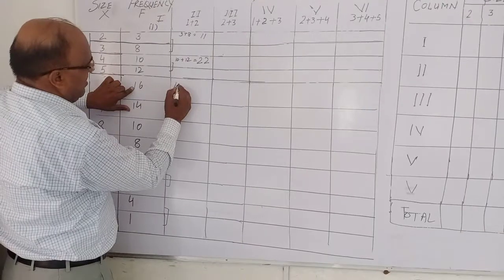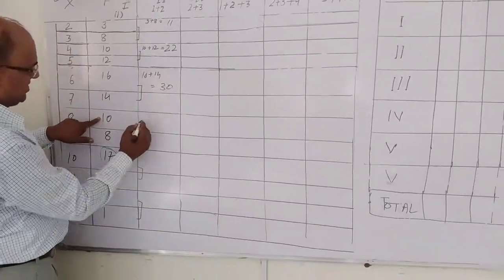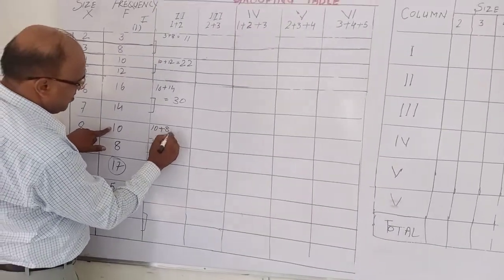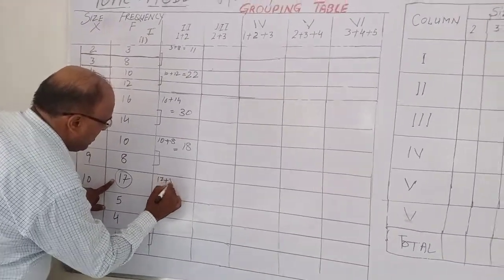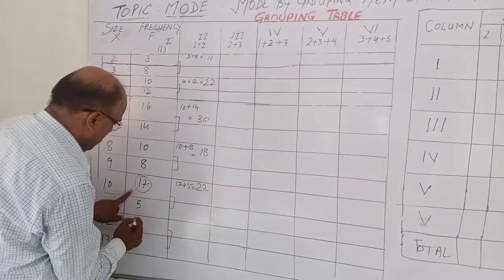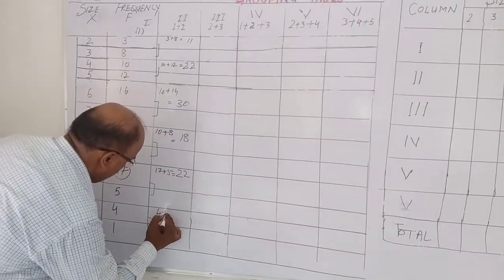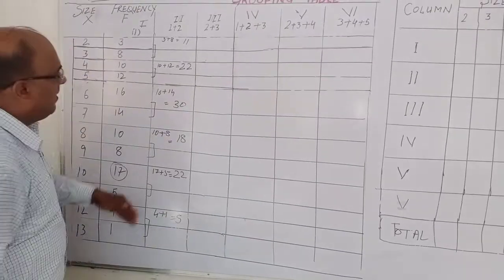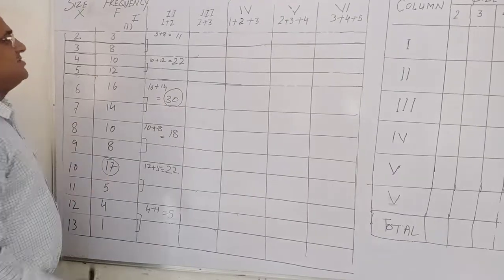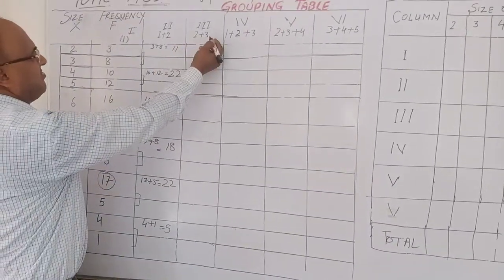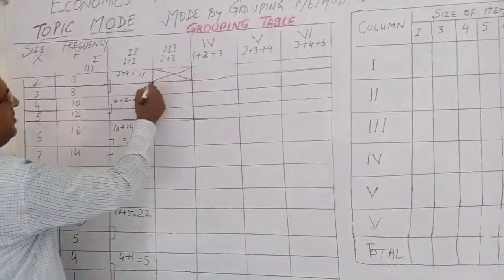16 plus 14, 30. 10 plus 8, 18. 17 plus 5, 22. 5 plus 4, or 4 plus 1. Now in this whole column the highest frequency is 30, make it a circle. Then second and third frequency, the first one leave it. So the first one, leave it.